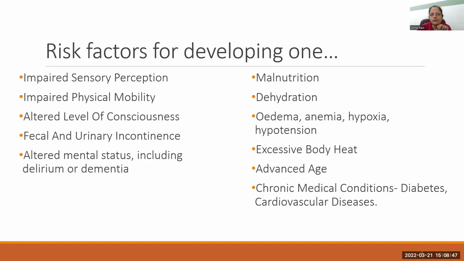So let us see some of the risk factors. There are plenty others also, but generally what we come across in palliative care, I have included these factors. So the patient is having impaired sensory perception. Patient is not knowing what is happening to the skin. He's not able to identify the problem, right? So basically sensation perception is not there. The other is impaired physical mobility.